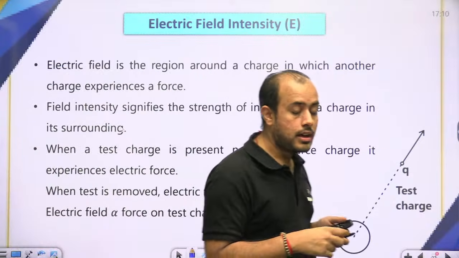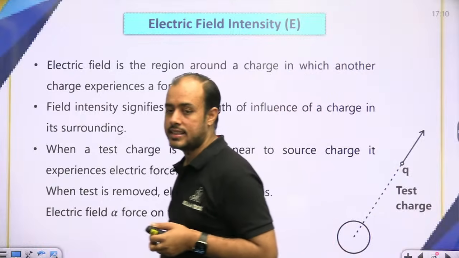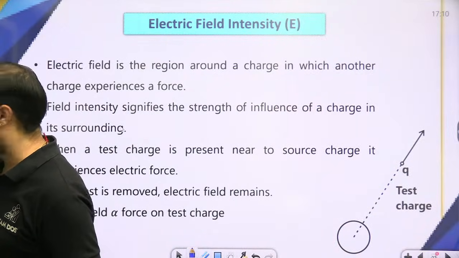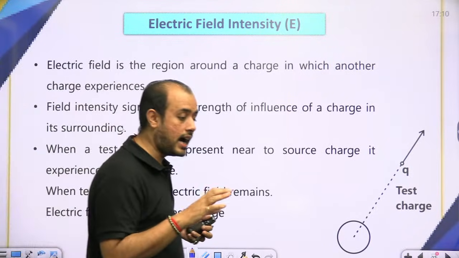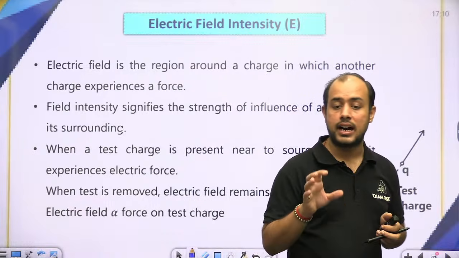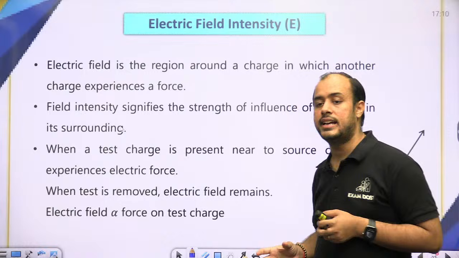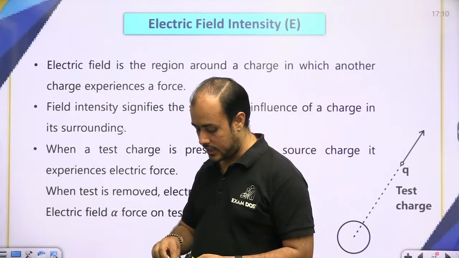So that is to explain the influence of a charge in its surrounding, we had to define a term called electric field. So electric field is basically the region around a charge in which another charge will experience a force. But what is electric field intensity? Electric field intensity signifies how strong is the influence of a charge in its surrounding. एक चार्ज का अपने आसपास के रीजन में कितना असर है, कितना स्ट्रॉन्ग इन्फ्लुएंस है, कितना स्ट्रॉन्ग फील्ड है, that is the intensity of the electric field.